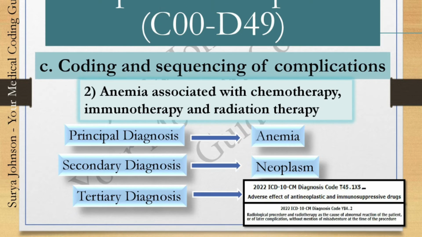But the second point: if the anemia is not because of the neoplasm, but because of the treatment, that is chemotherapy, immunotherapy or radiation therapy, because of which the patient developed anemia, and now the anemia is being treated, then you should give the principal diagnosis as anemia, the secondary diagnosis as neoplasm, and your tertiary diagnosis will be these two. So, anemia due to the malignancy is the only different scenario. Do not follow the same approach for everything; only that one is the different kind of scenario.